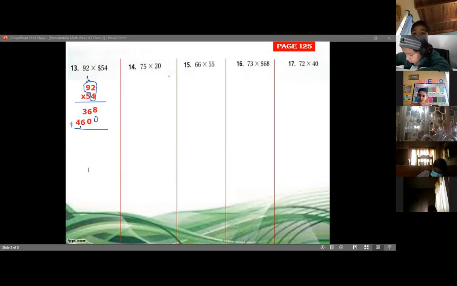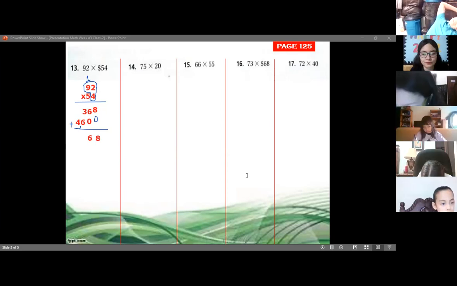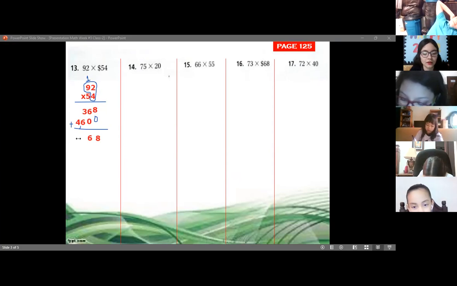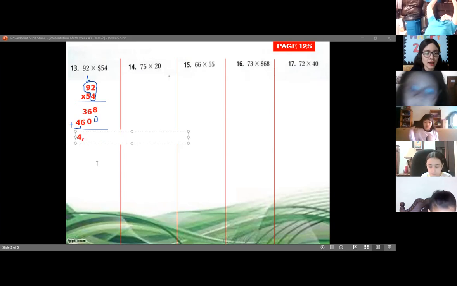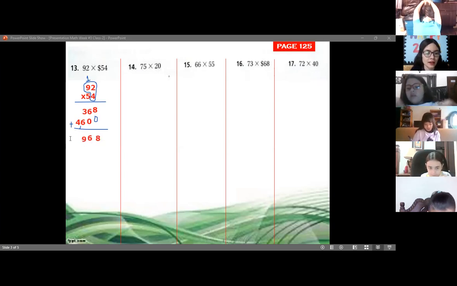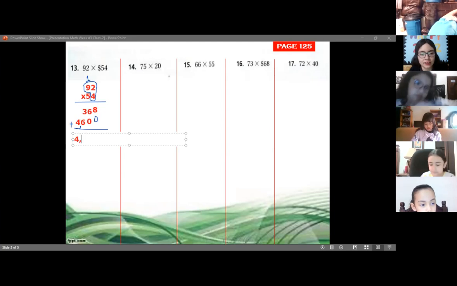Now, 8 plus 0, we just copy the 8. Remember that the 0 doesn't add anything. So we can leave the space and write the 0. We have 8. 6 plus 0, what is the answer? It's the same, 6, because 0 isn't adding anything. So it's 6. What is 6 plus 3? 9, that's right. And 4 plus 0 is going to be again 4. So we have 4,968 as the answer.